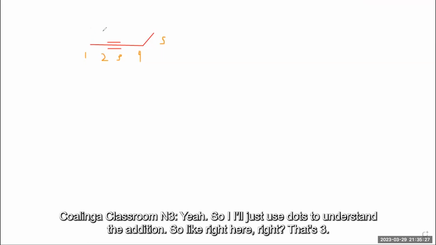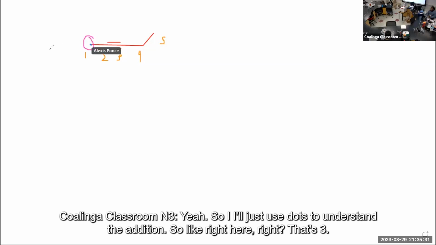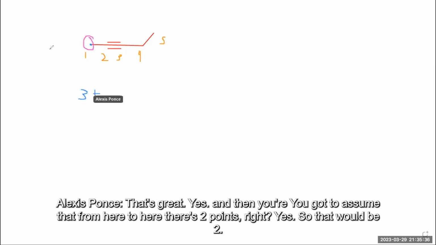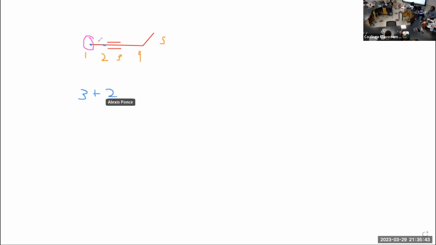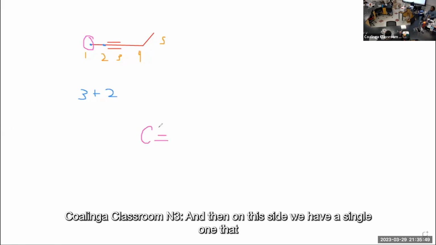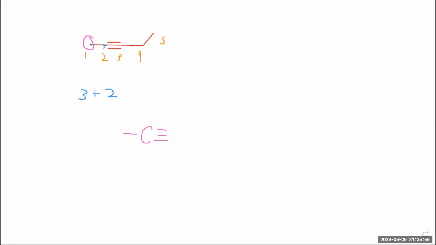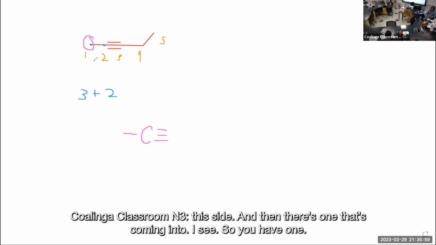Yeah, so I'll just use dots to understand the addition. So like right here, right? Yeah. That's 3, yes. Okay. And then you have to assume that from here to here there's 2 points, right? Yes. So that would be 2. No, you're assuming, because literally this is what it is. You have C, triple bond, and then on this side you have a single one. Oh, okay. This side, and then there's one that's coming into it.